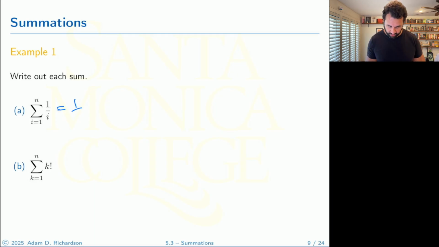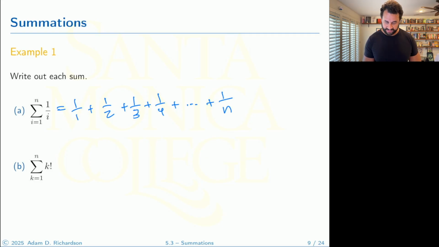So this would be like 1 over 1 plus 1 over 2 plus 1 over 3 plus 1 over 4 plus, and we're going to go all the way up to 1 over n. In this case, n is the final index. So it is going to stop somewhere. It's going to stop wherever n is. But in this case, n could also be any number. It could be 3, it could be 10, it could be a million, but it stops somewhere.